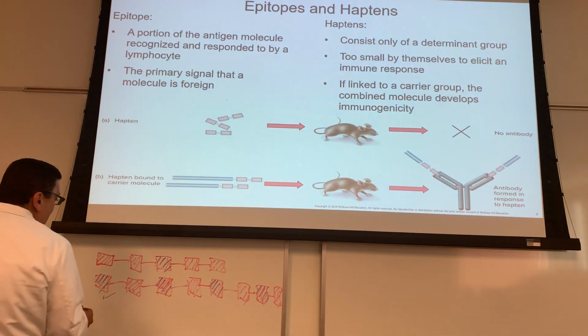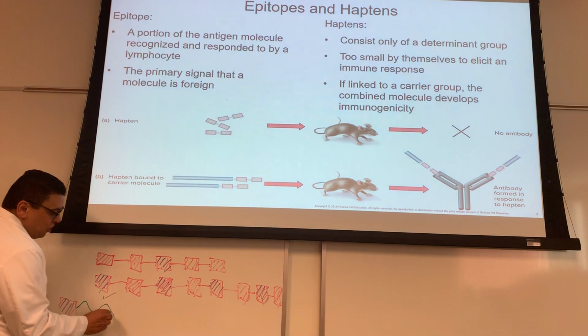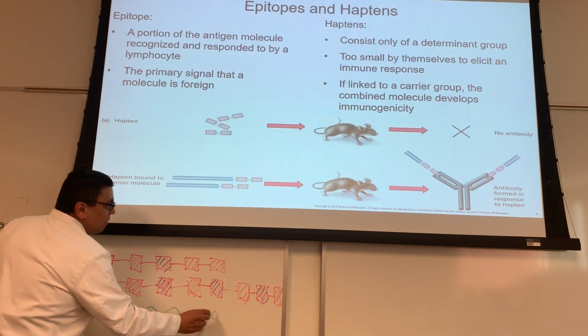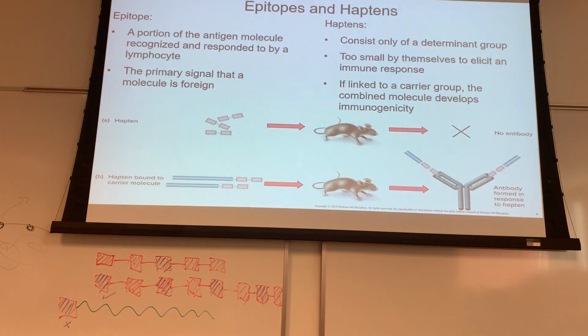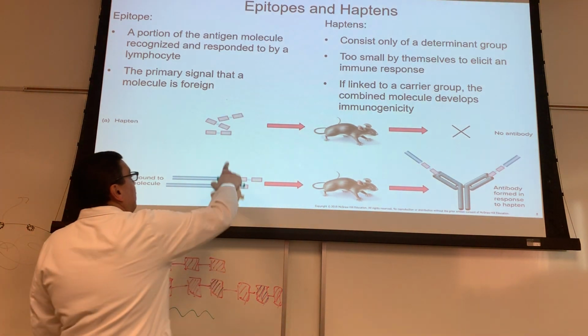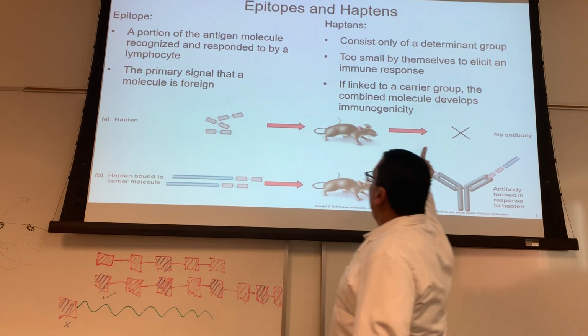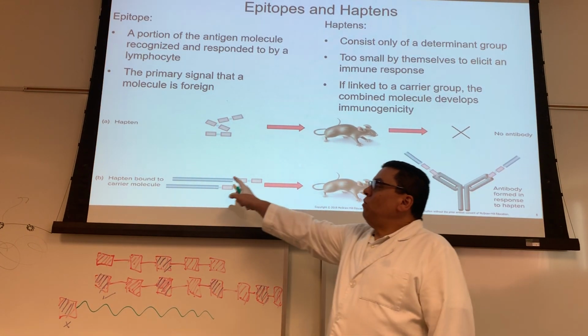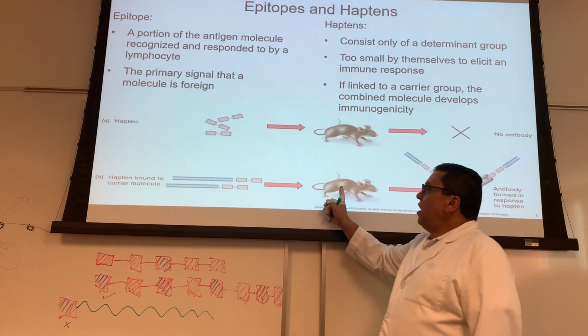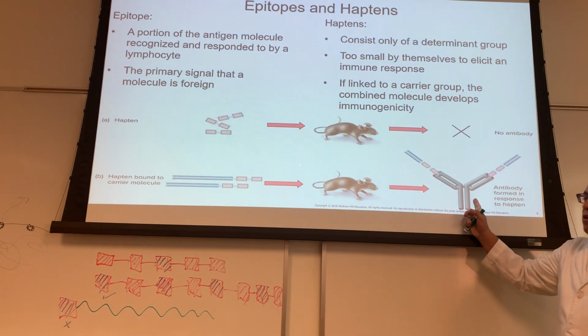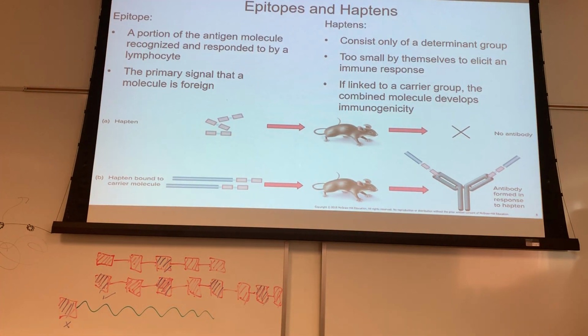We can take this hapten and attach it to something called a carrier molecule to mimic the large molecular weight. Now that one will stimulate your immune system. So a hapten on its own does nothing. Attach it to a carrier molecule, inject it into the mouse, then you'll get an immune response. So we're tricking the system.